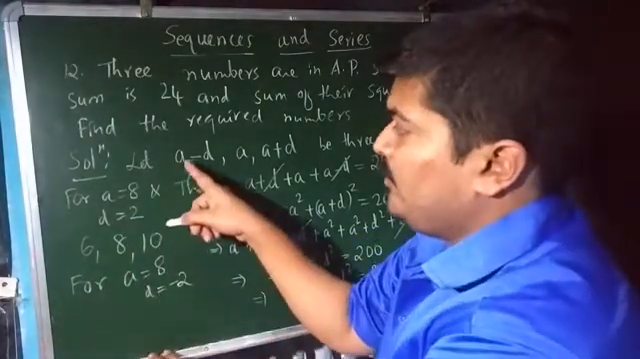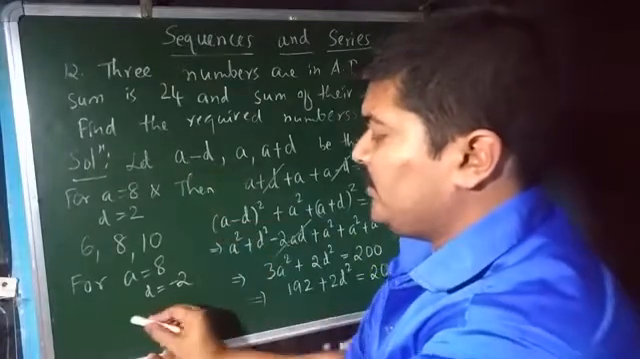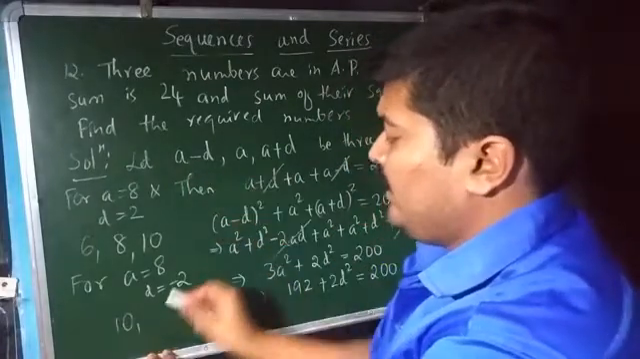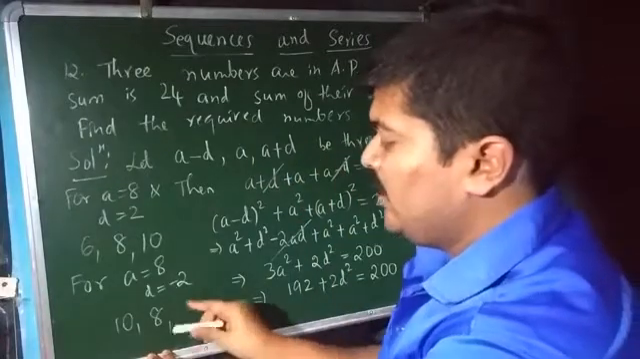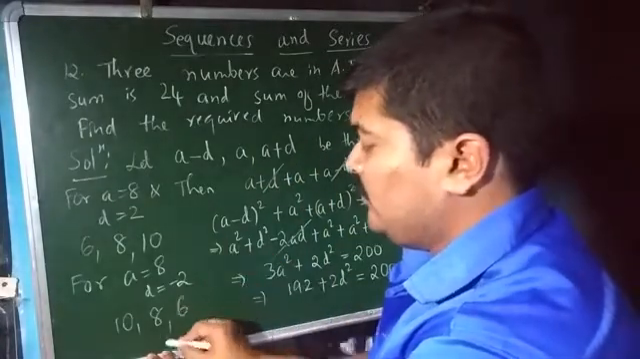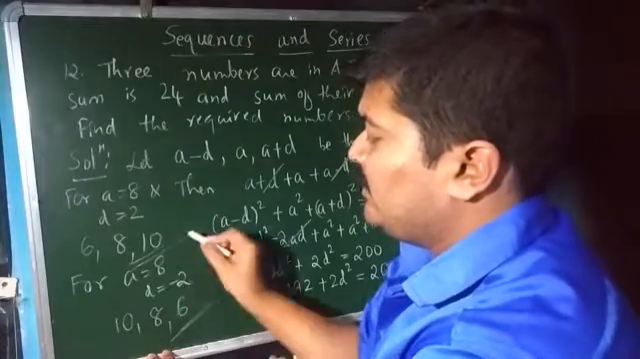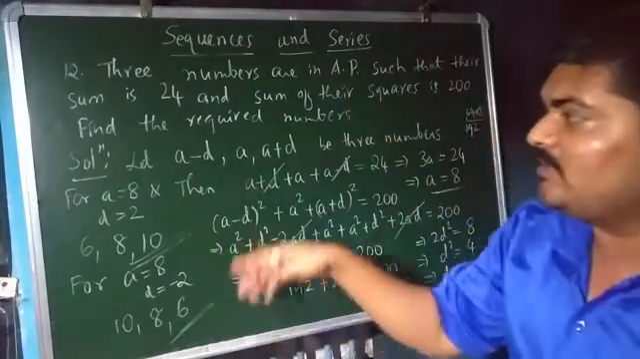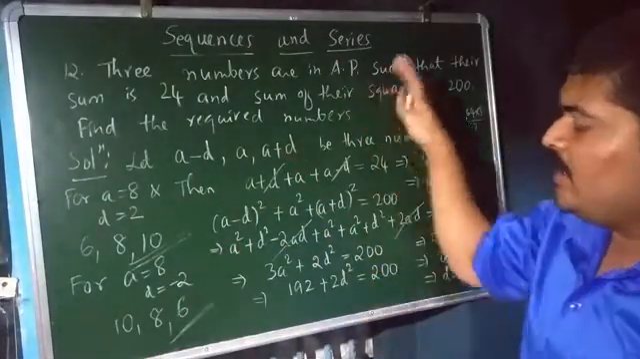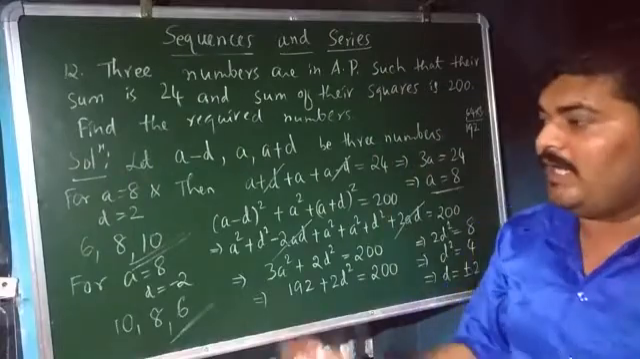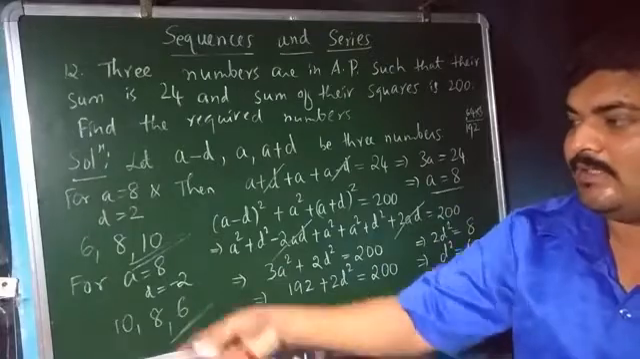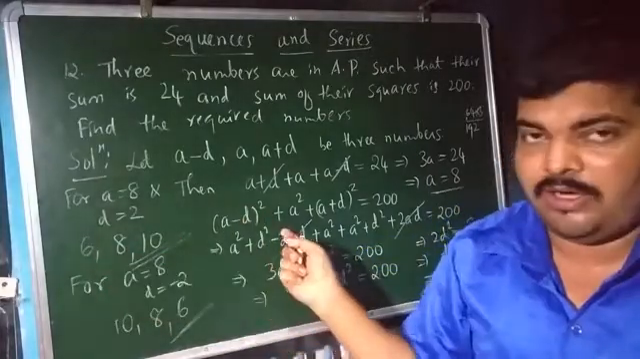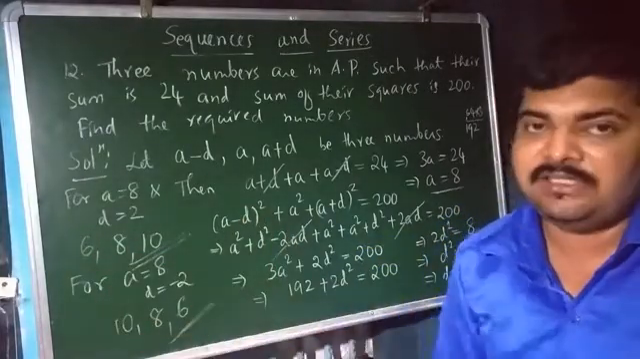Now try to find out. Here you will get 8 minus of minus 2, that is equal to 10. 8 as it is. Next one, 8 plus minus 2, that is 8 minus 2, that is equal to 6. In any case, we will get the required numbers in this particular AP such that these two conditions are verified as equal to 6, 8, 10 or 10, 8, 6. This one is nothing but ascending order AP and this one is nothing but descending order AP.